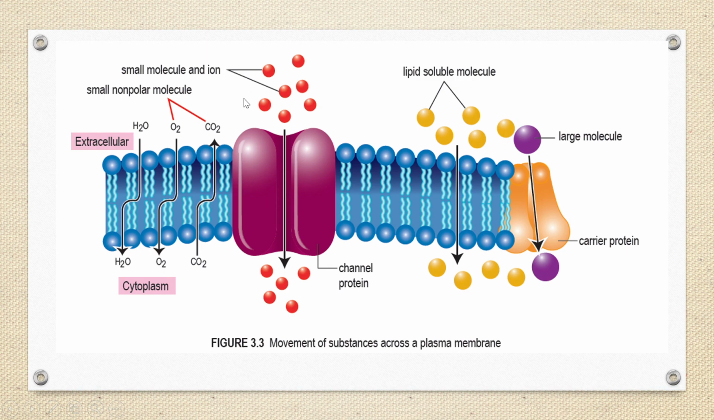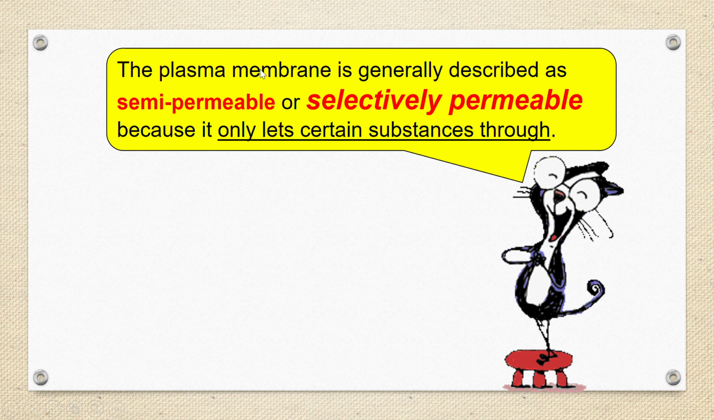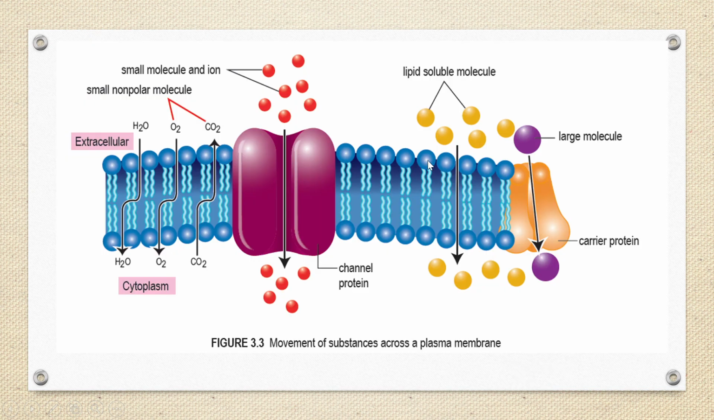So here different types of substances are shown, and the message is that this plasma membrane is generally described as selectively permeable. Okay, what does that mean? It only allows certain substances to go through it because of its nature itself. Just now we said the head likes water, hydrophilic.